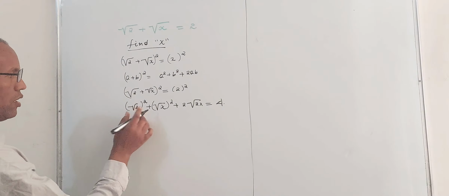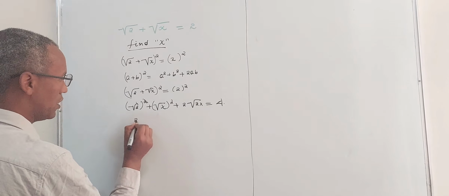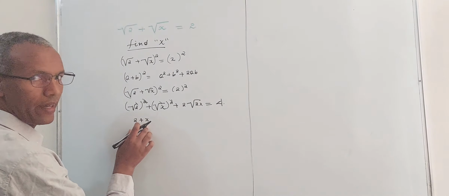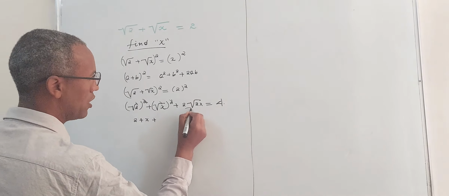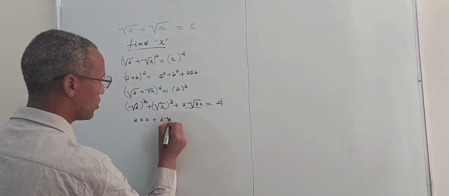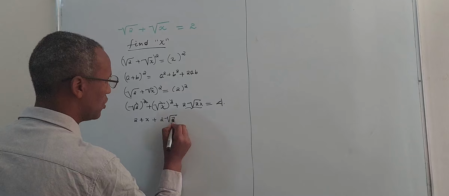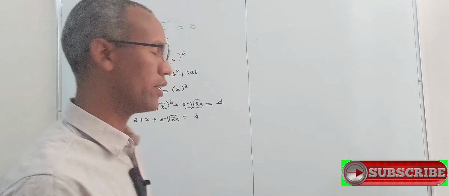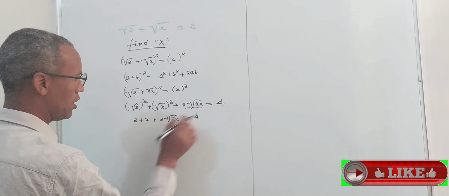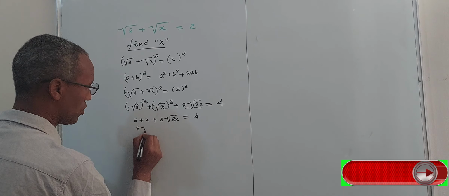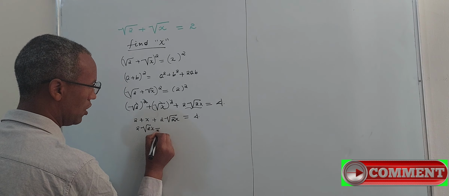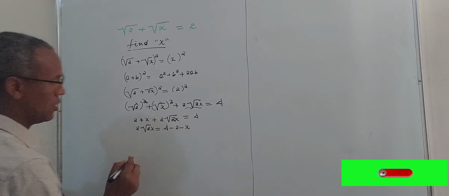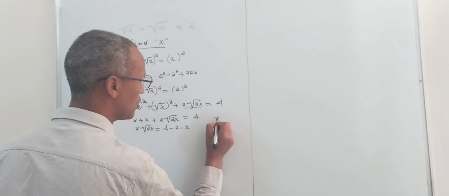Now what you can do is cancel this with this. You will get 2 plus x, and then plus 2 square root of 2x is equal to 4, right? So now you can collect like terms. You can move these terms over there. So 2 square root of 2x is equal to 4 minus 2 minus x.